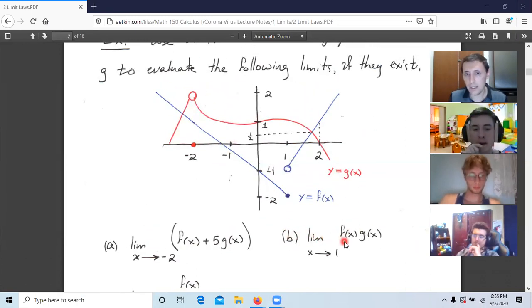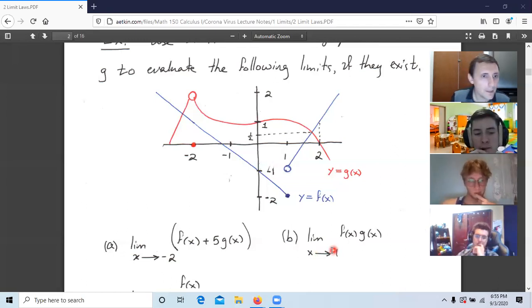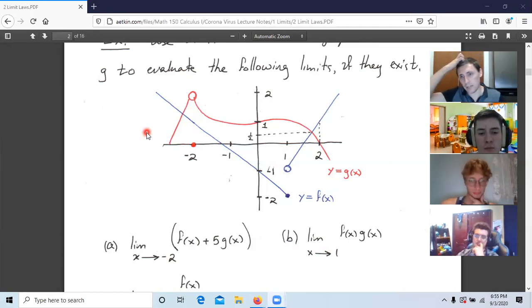Let's say b. Now we're approaching 1. It's okay, no worries. The point is that you understand how to use limit rules, right? That's the idea here. Or that you're not confused by abstract symbols.